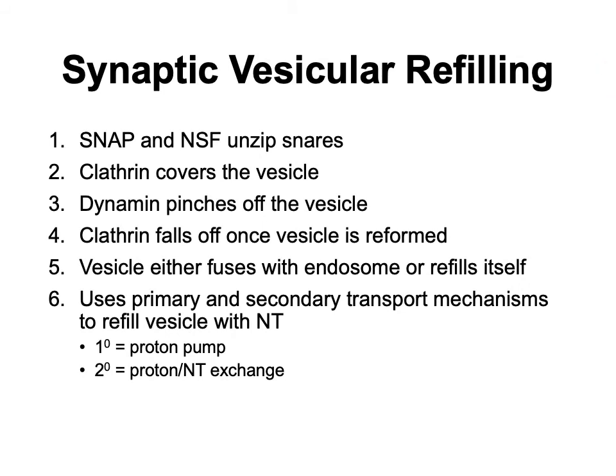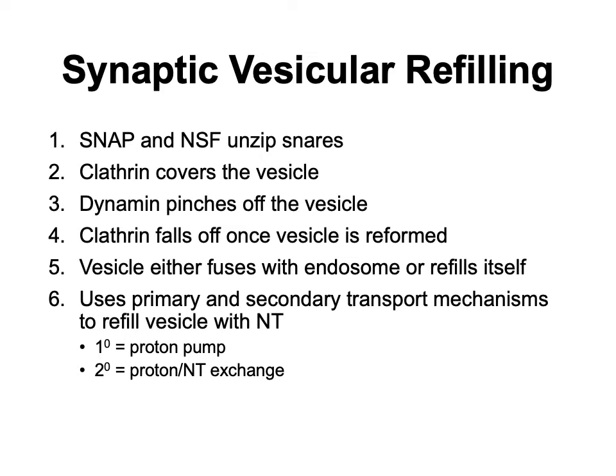I'll repeat the steps written down all at once. Number 1, synapsin and NSF unzip the snares. 2, clathrin covers the vesicle. 3, dynamin pinches off the vesicle. 4, clathrin falls off once the vesicle is formed. 5, vesicles either fuse with endosomes or they refill themselves.